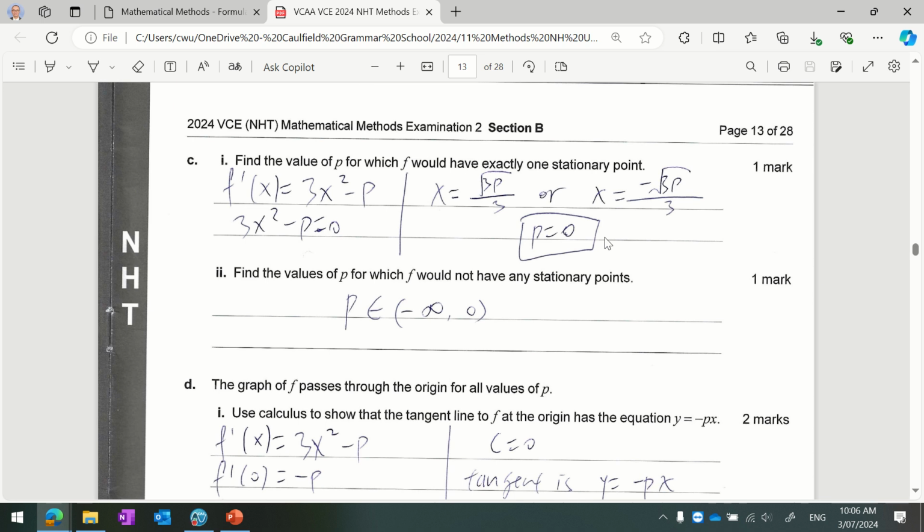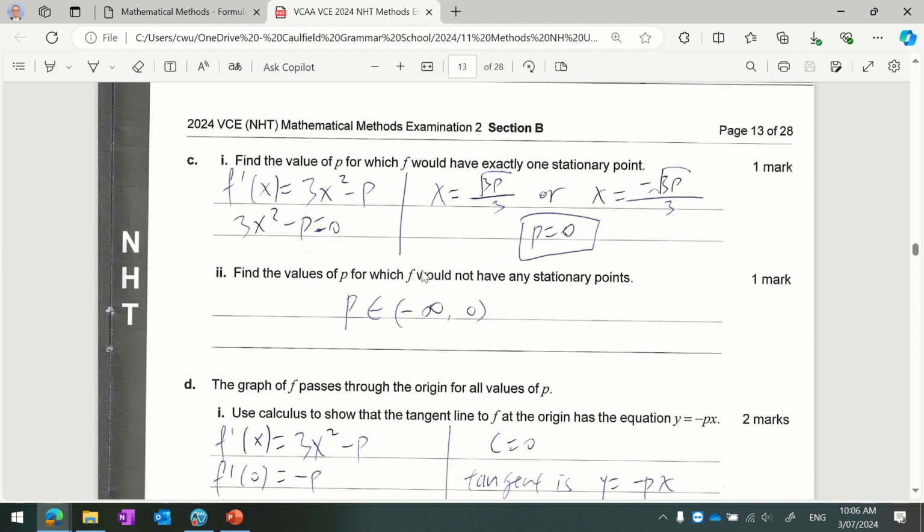And I have two answers for stationary point, which means I have two stationary points, but there is one scenario where these two values are indeed one and the same, and that's when p is 0. Because if you have square root of 0, then it's 0. There's no positive and negative 0.